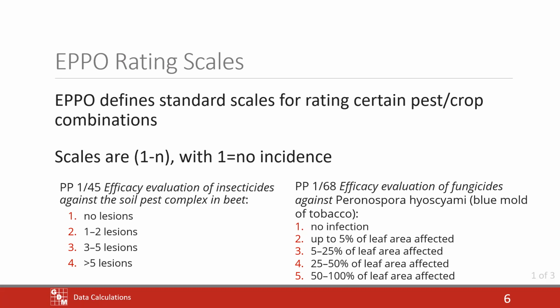So here looking at a particular blue mold of tobacco, and instead of having to differentiate, well, is this a 10% or 15% affected? It makes it easier on the researcher in that you're really just marking down that entire range. So this, well, 1 is always no incidence. So if there's no pests at all, that's easy. That's a 1. And then it just kind of slowly grows from there.